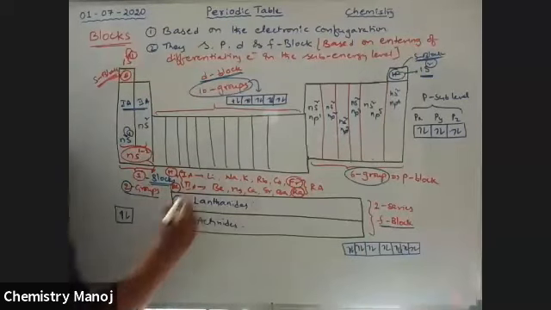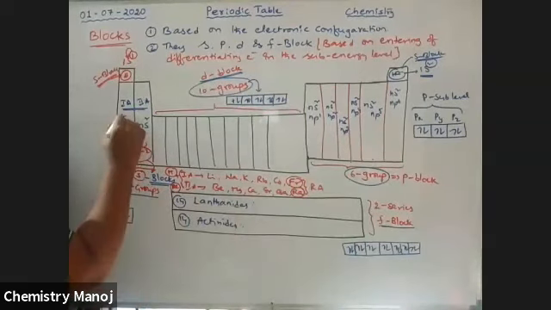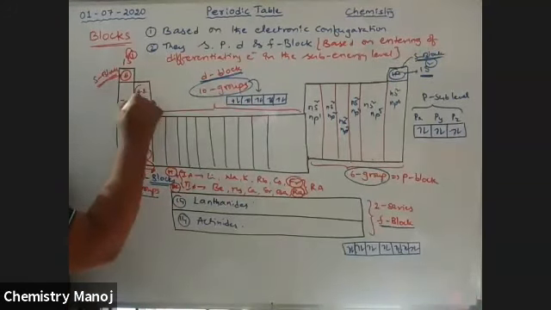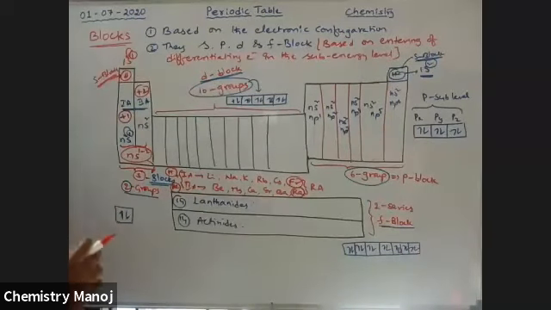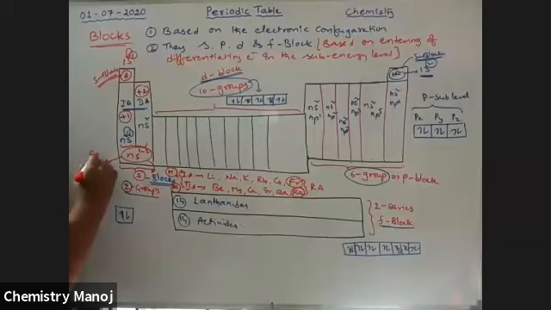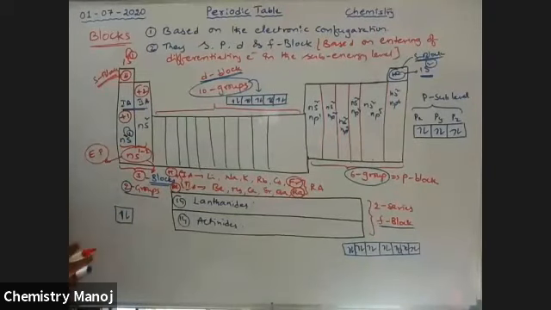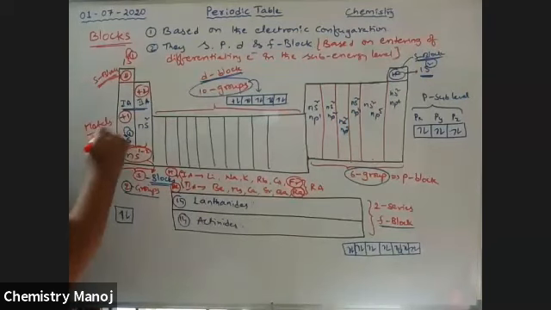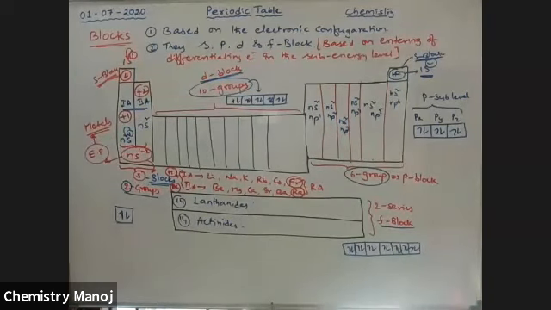For group 1 elements, the common oxidation state is plus 1 because they have only 1 electron in their outermost orbit, and for group 2 it is plus 2 with 2 electrons in the outermost orbit. So these are ready to lose electrons and get a positive oxidation state. That is why these group elements are called electropositive elements. They lose electrons and get positive charge. All electropositive elements are metals. That means group 1 elements are all metals, group 2 elements are metals, so S block elements are all metals.